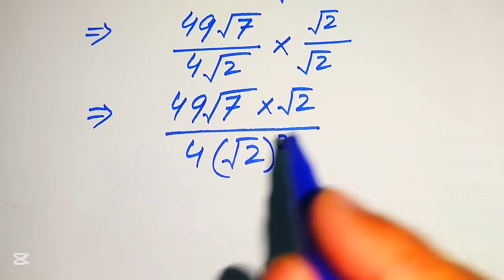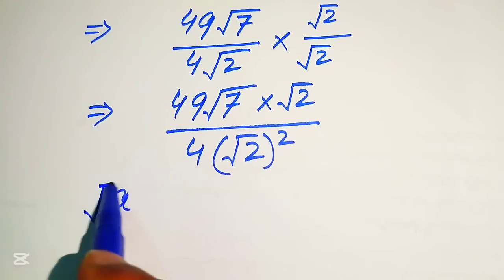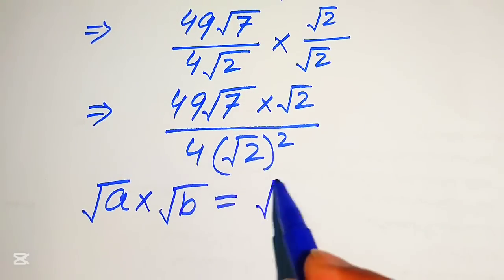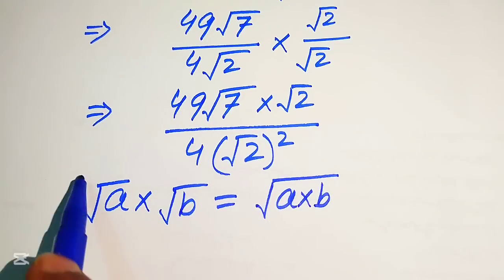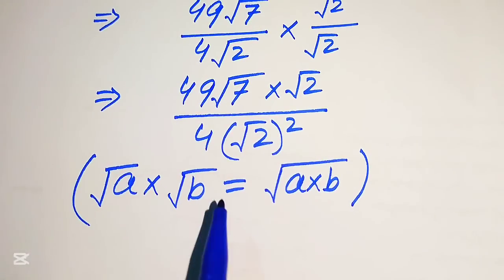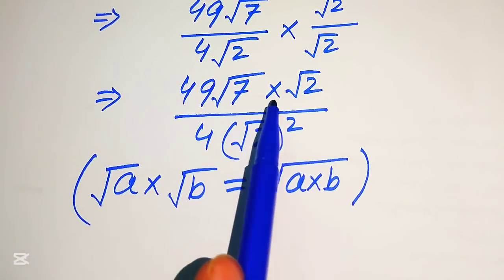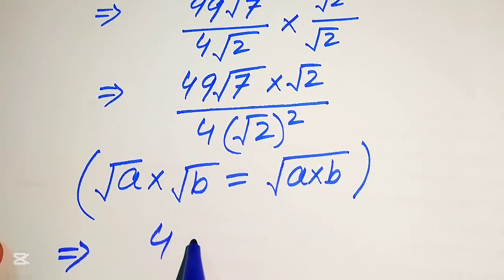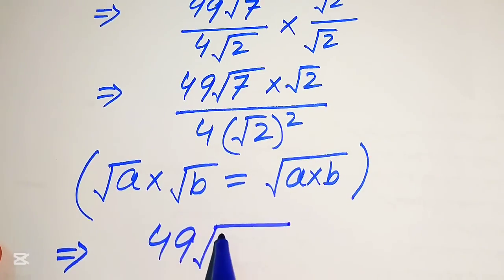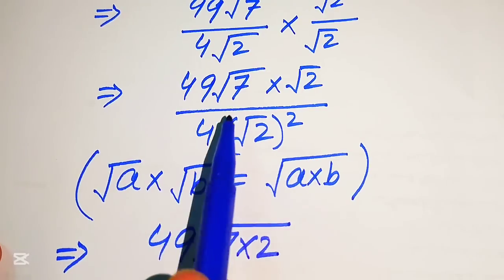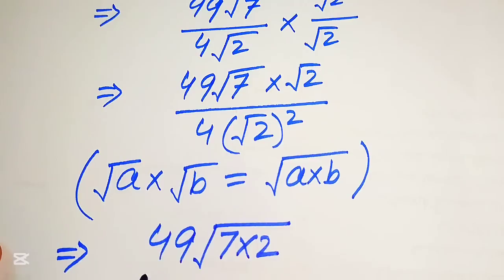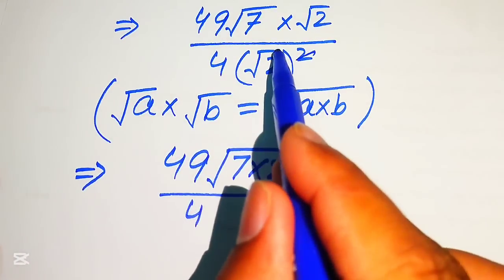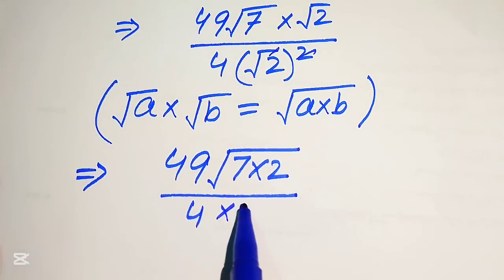And now here we can apply the radical law. You know that if we have square root of a multiplied by square root of b, it is equal to square root of a multiplied by b. So by this radical law, we need to combine the square root of both of these values, and it will be written as 49 multiplied by square root of 7 multiplied by 2. Here we can combine the square root of these two terms, and it is divided by 4 into this 2, and square root are gone, and we will get here 2 only.